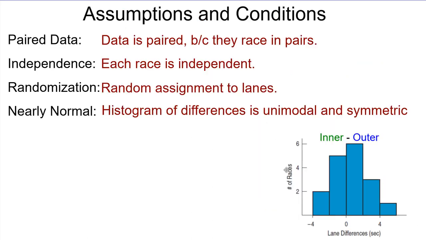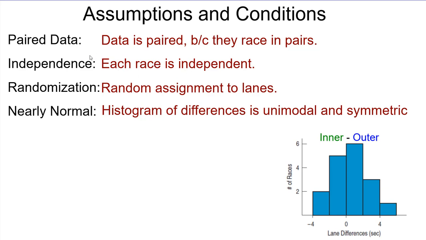All right, so here are assumptions and conditions. First, the paired data assumption. In order for us to subtract the differences between these two and remove variation, which is always a good thing that we want to do if we can, we have to justify that the data is truly paired. In this case, we can say that the inner and outer lane were paired because they raced in pairs. So the conditions were the same during each paired race, right? So they are paired data. We just need to state why we can do that.